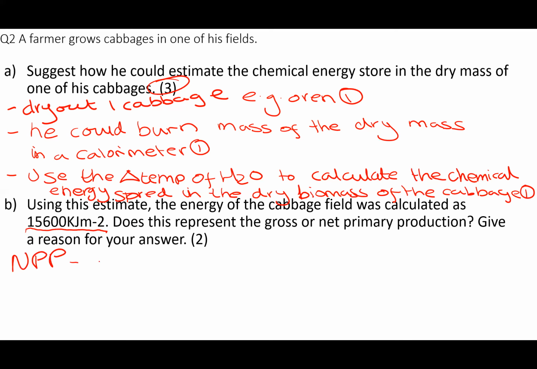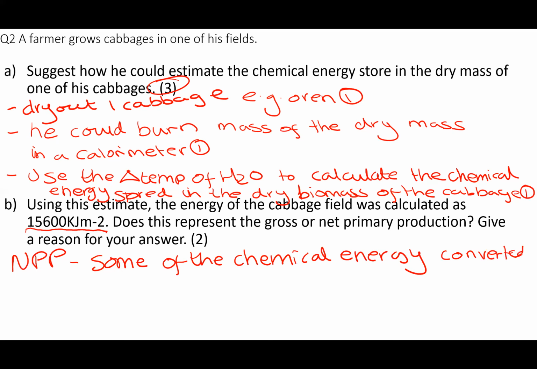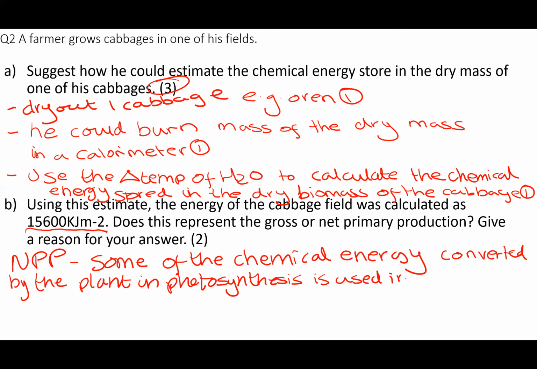And that's because some of the chemical energy converted by the plant in photosynthesis is used instantly for respiration. That'll get you 1 mark.